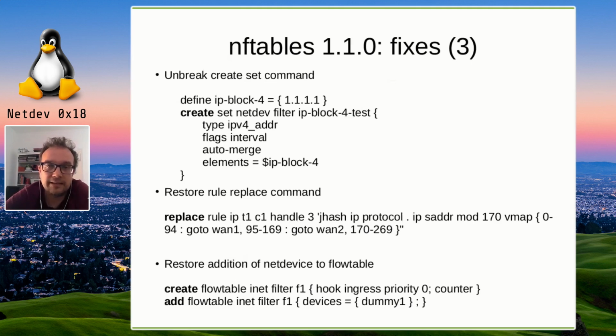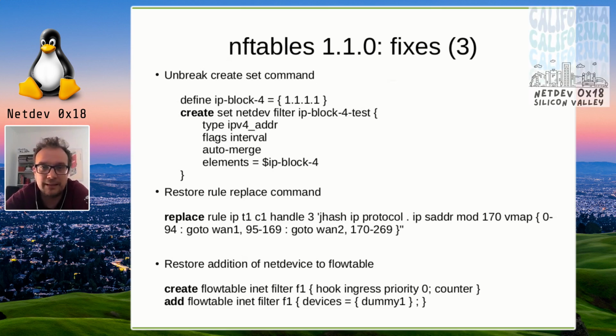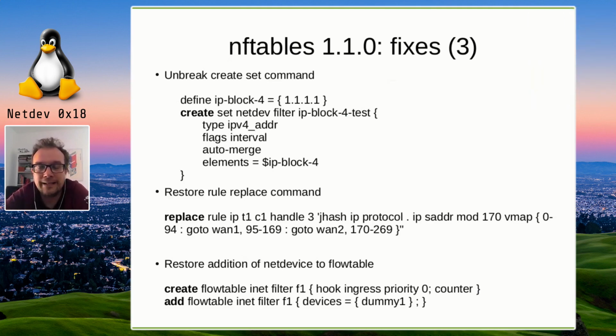More fixes, we unbreak the creation of sets with the interval flag set on, which also broke the rule replace command. Basically, this command is allowing us to replace a rule in table t1 and chain c1 with handle 3. And it breaks when verdict maps and maps were used.